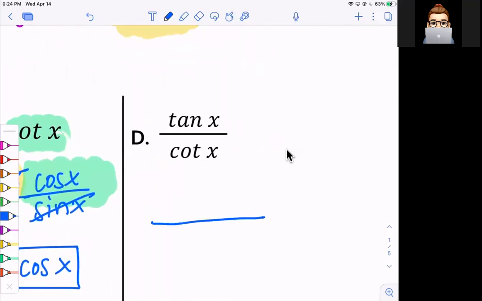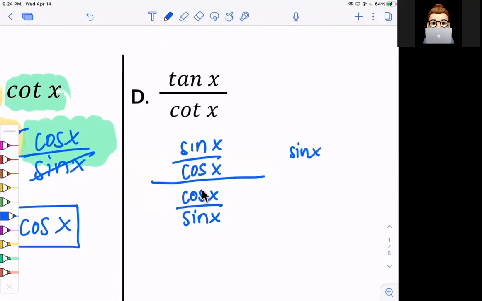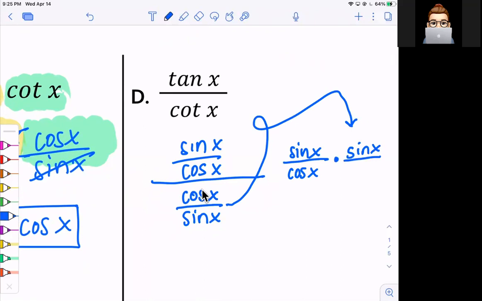So tangent, I know, is sine over cosine. When I say I know, it's one of my identities, one of the things we're memorizing. And cotangent is cosine over sine, right? So I know when I divide fractions, I keep the first one. So the first one is sine x over cosine x. I change it to multiply, and then I flip this one to be sine x over cosine x. The top becomes the bottom and the bottom becomes the top. I'm multiplying times the reciprocal.